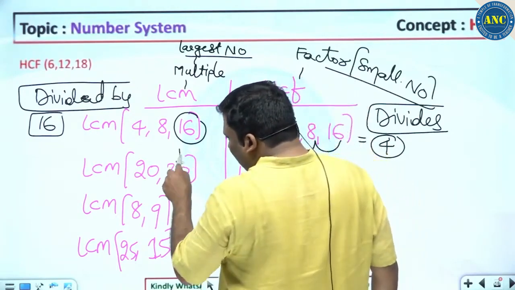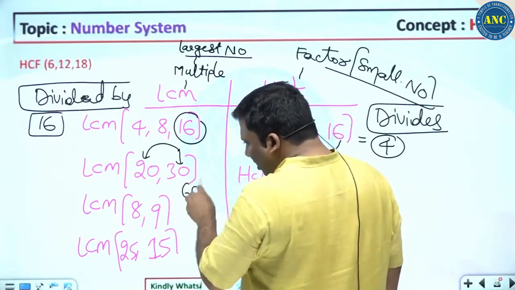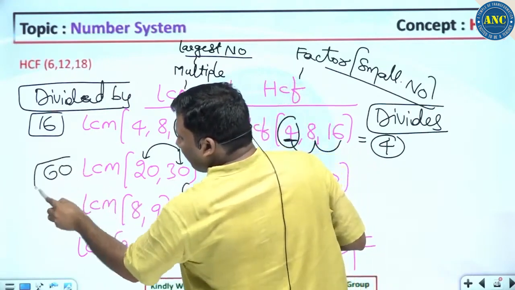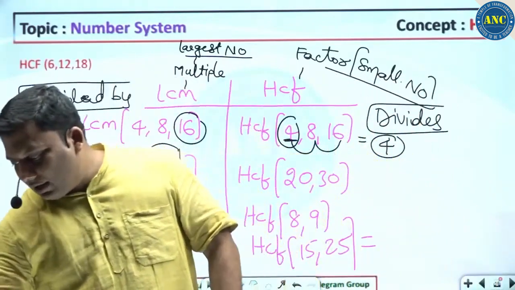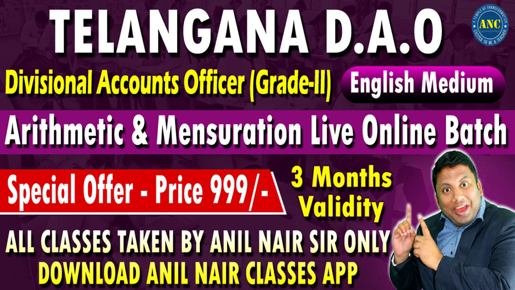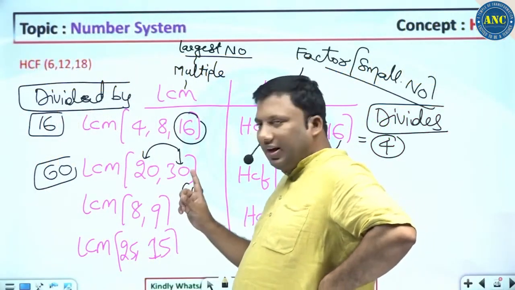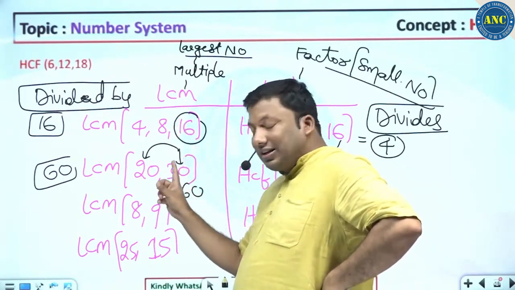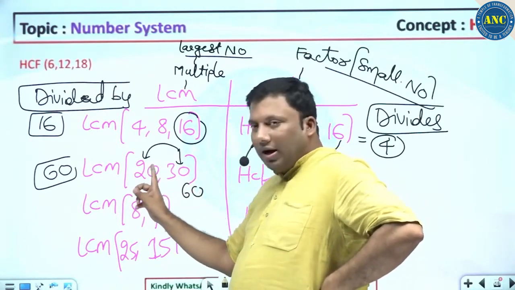If the largest number is not divisible by the other number, take the multiple of that number, 60. 60 is divisible by 20. Write down 60. Largest number should be divisible by every other number. If the largest number is not divisible by every other number, take the multiple because it is LCM. 30 is not divisible by 20. 3 twos are 6, 60. 60 is a multiple of 20.